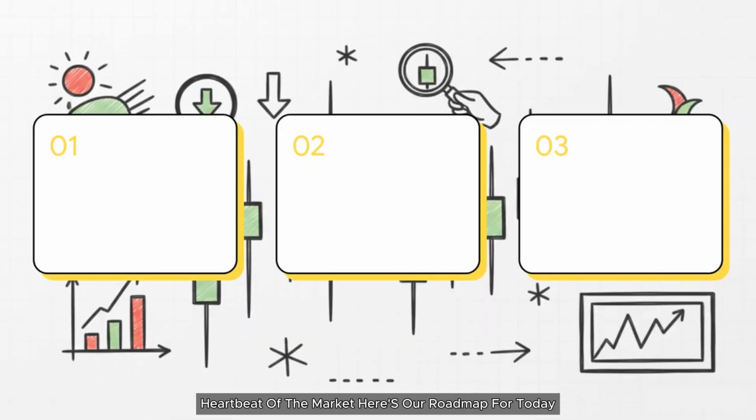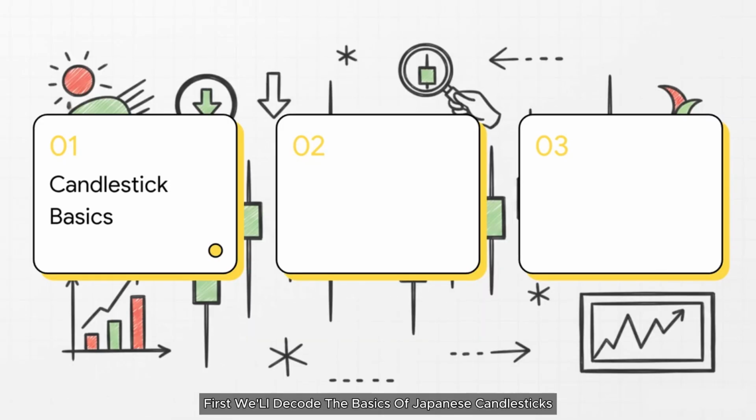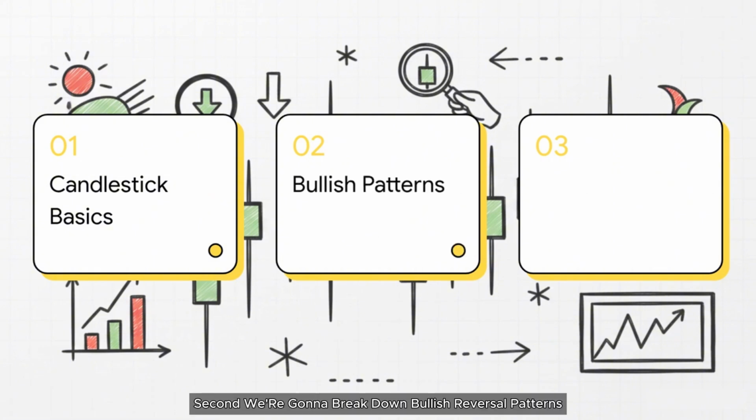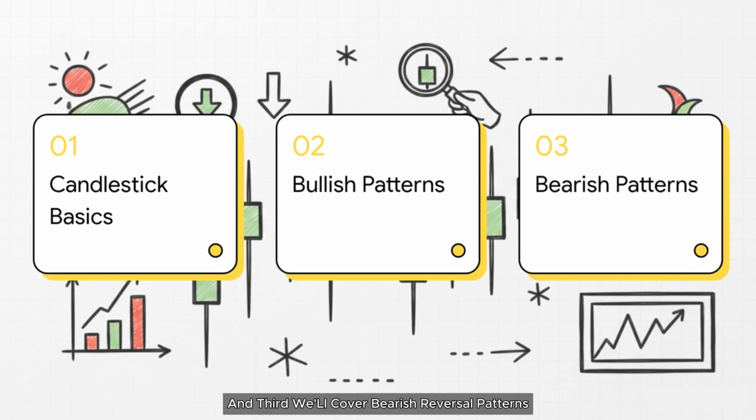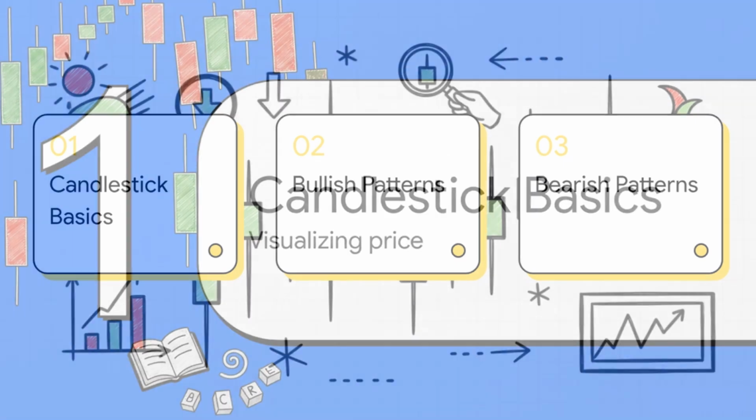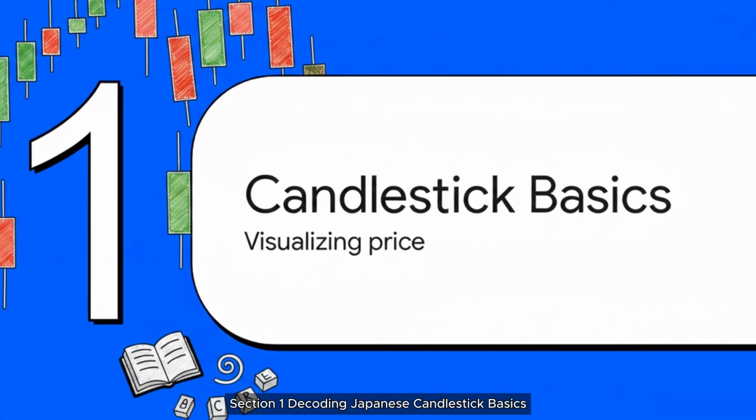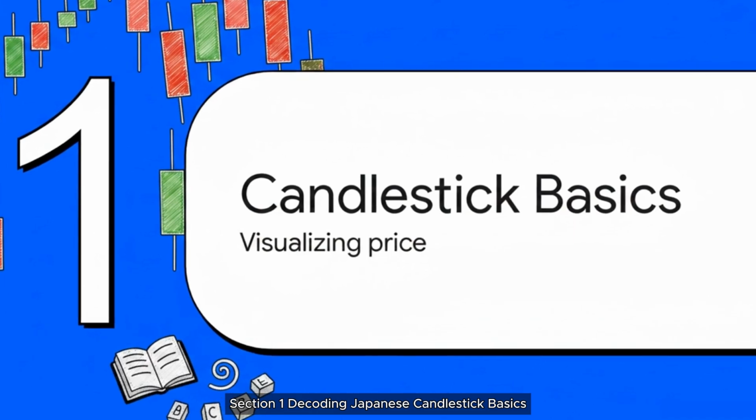Here's our roadmap for today. First, we'll decode the basics of Japanese candlesticks. Second, we're going to break down bullish reversal patterns. And third, we'll cover bearish reversal patterns. Section 1. Decoding Japanese Candlestick Basics.